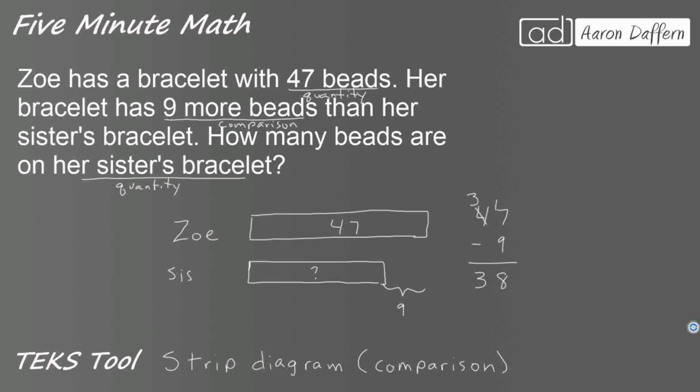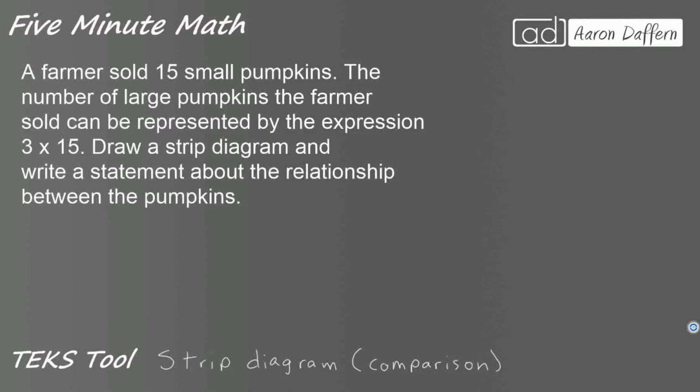But sometimes we use a comparison strip diagram with multiplication. So now we have a problem about a farmer selling pumpkins. So we've got one quantity, 15 small pumpkins. And for our second quantity, they don't give us the number, but they give us a comparison. And it's this expression of 3 times 15. So that's what we call a multiplicative comparison. Because the second quantity, the large pumpkins, is simply represented by that comparison.